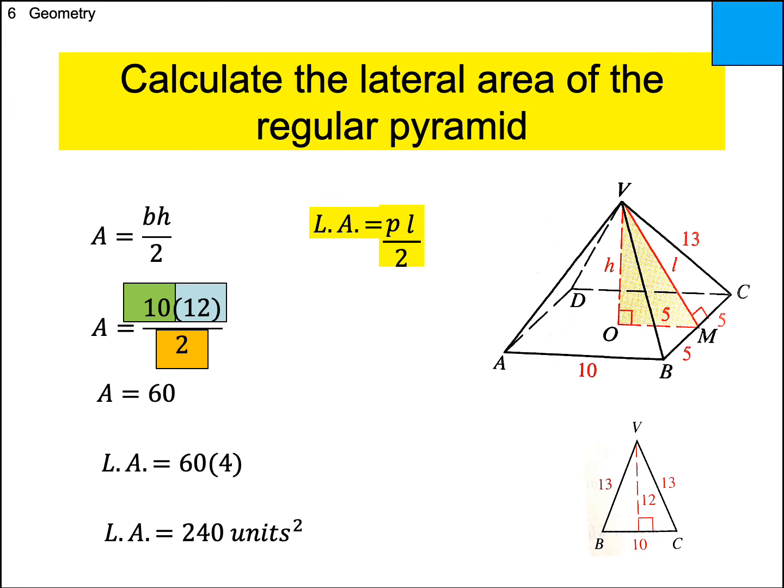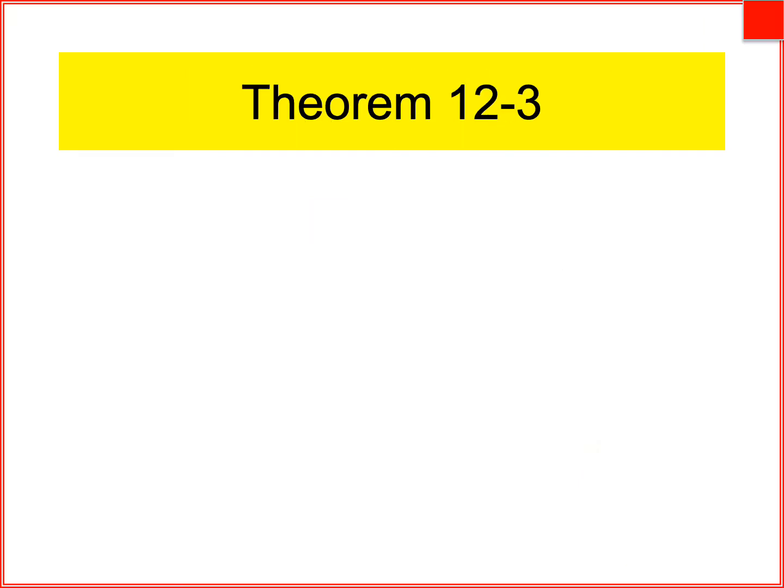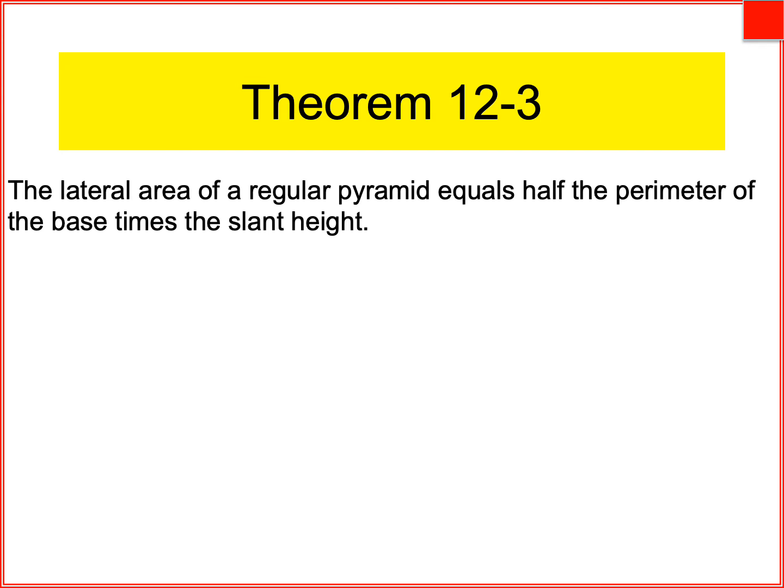Okay, so the lateral area, and remember, this is only for a regular pyramid. You're going to get this as a theorem here in a second. Is PL divided by 2, where P is the perimeter of the base, right? And then L is the slant height. Okay, so let's write that down. This is theorem 12.3, and it simply says that the lateral area, this only applies to regular pyramids, is equal to 1/2 of the perimeter of the base times the slant height. In other words, PL over 2.